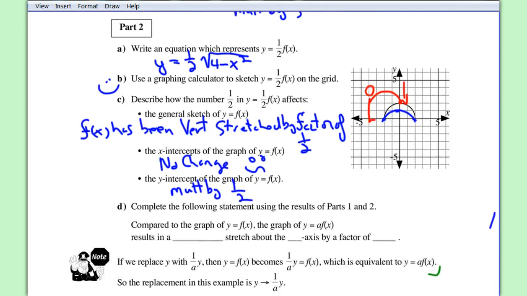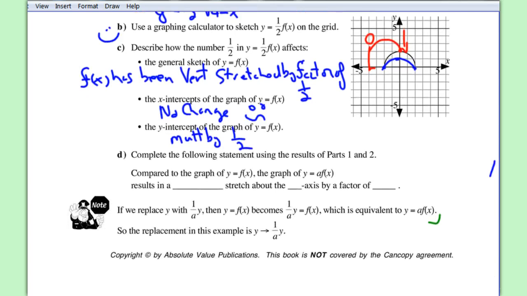So based on what we learned in parts 1 and 2, complete this and then come back and see whether you agree with Mr. K. Complete the following. If I compare the graph of f of x with the graph of a f of x, it results in a vertical stretch about the x-axis by a factor of a, whatever the a value is that affects it. If, oh, note, stop sign.